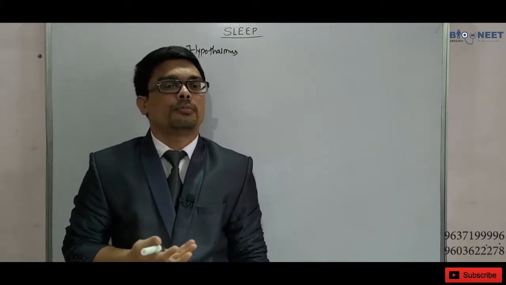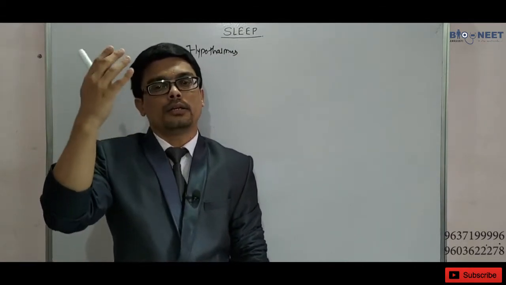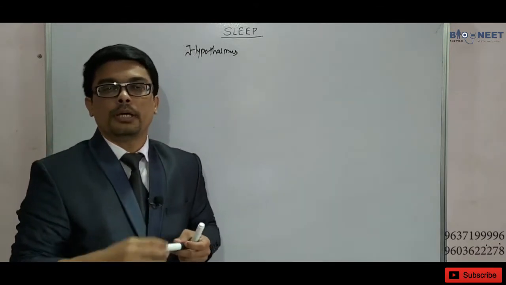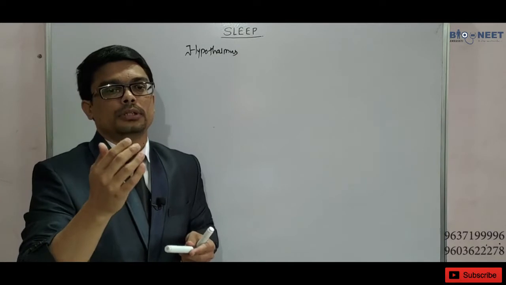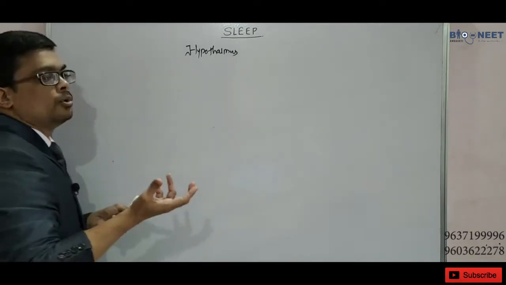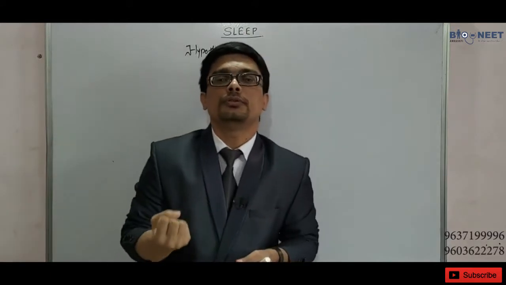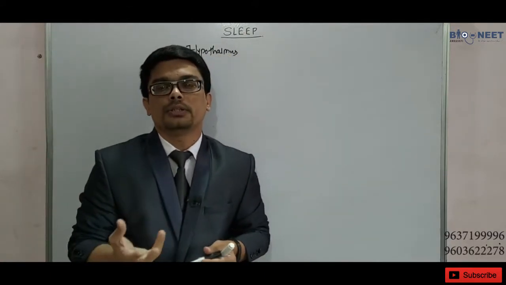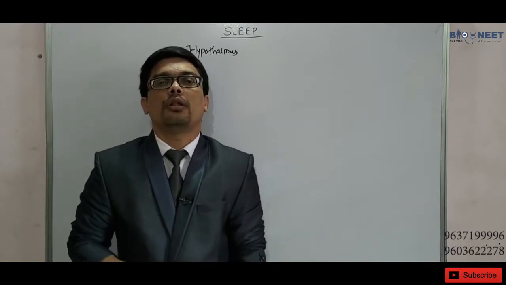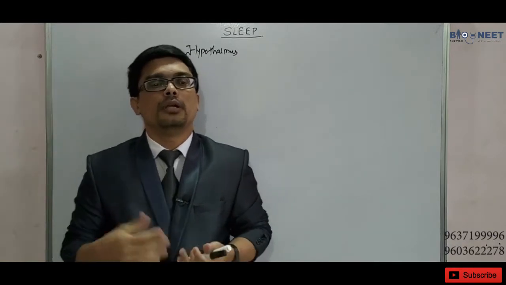What is the function of your hypothalamus? It links the nervous system to the chemical coordination, that is, to the endocrine system. Below the hypothalamus, there is the limbic system. You already know it controls emotions, behavior, motivation, long-term memory, and olfaction also. So these are all the functions of the limbic system.